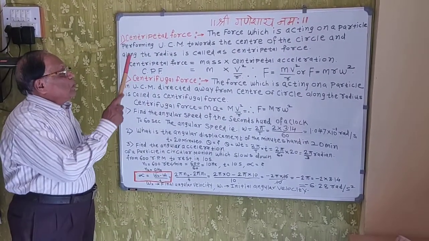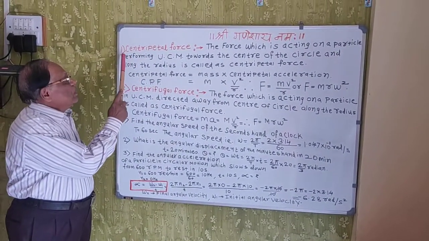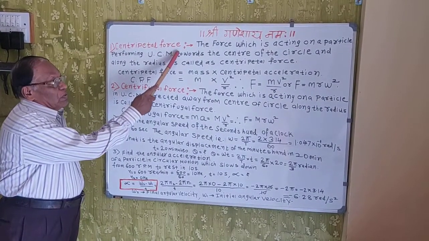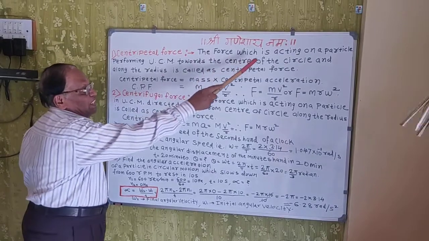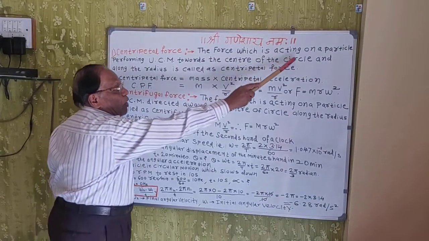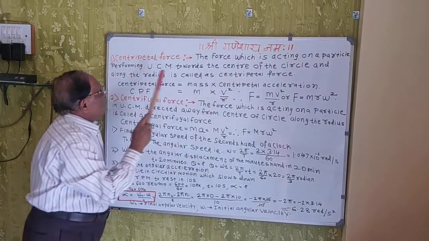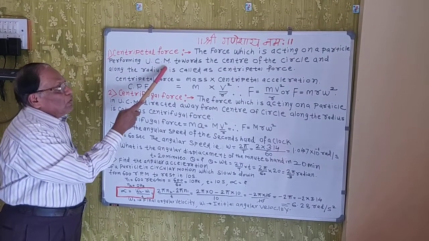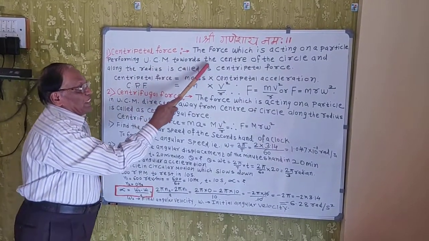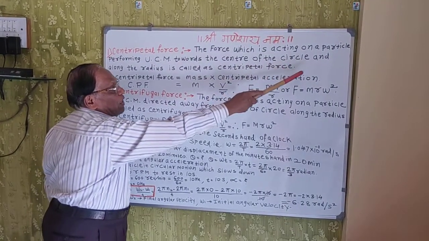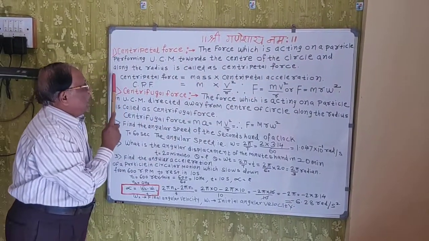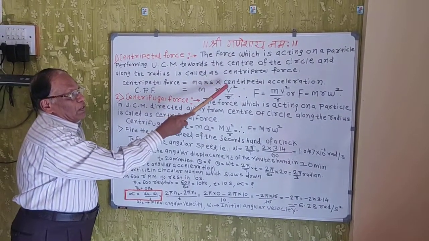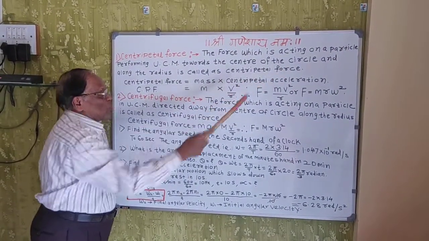In that we are going to define centripetal force: the force which is acting on a particle performing uniform circular motion towards the center of the circle and along the radius is called as centripetal force.